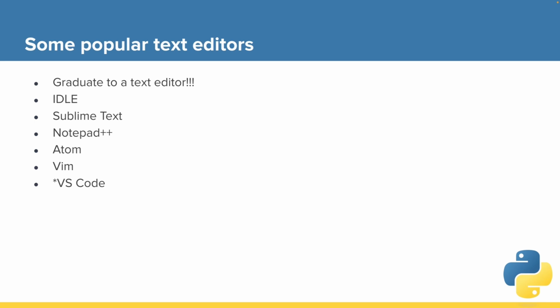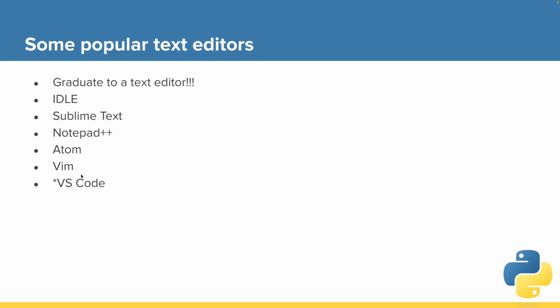But we've already used IDLE in Python. I just showed you Sublime Text. Notepad++ is another one I've used. I know a lot of developers who love Atom. And Vim, that's a very lightweight text editor that we will talk about at the end of this course. I'll give you a tutorial on that.